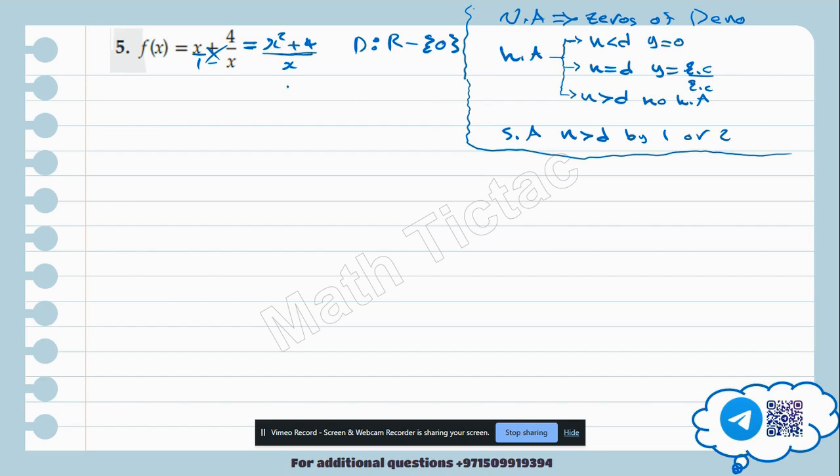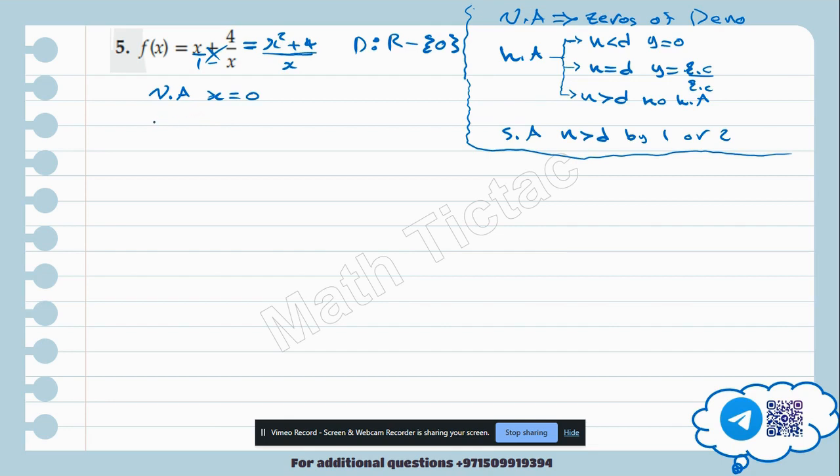So let's go back to our question. In here, x squared plus 4 over x. Before starting with the degree, let's talk about the vertical asymptote. The vertical asymptote is the zeros of the denominator. So in here, x equal to 0 is a vertical asymptote.